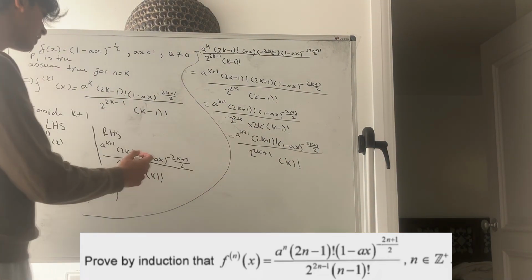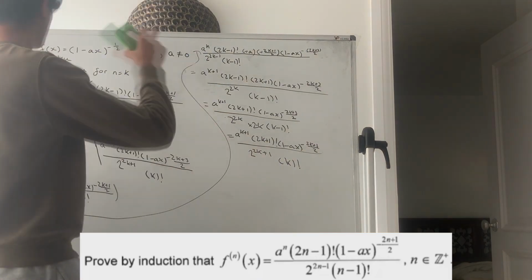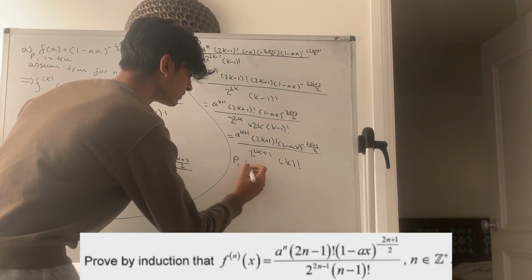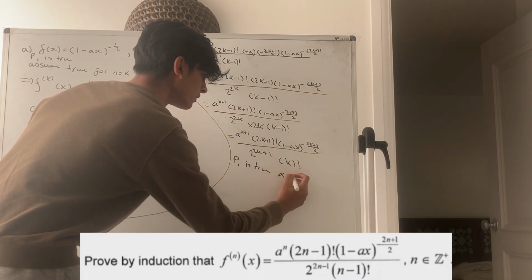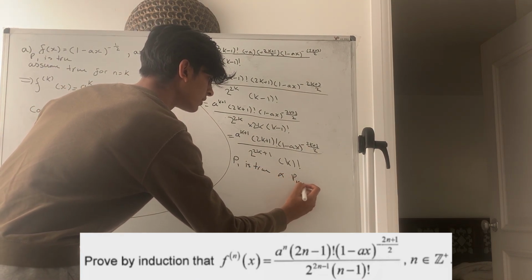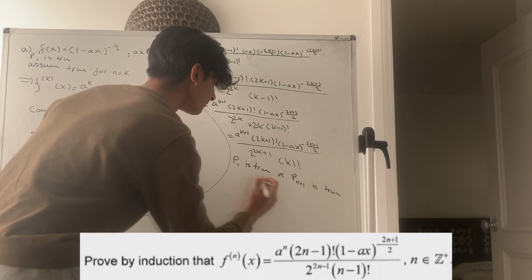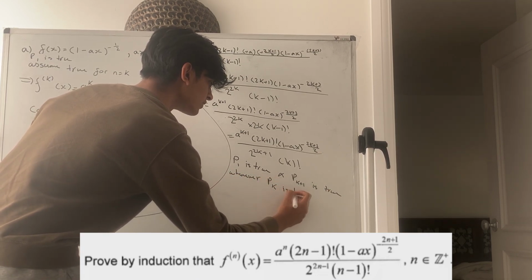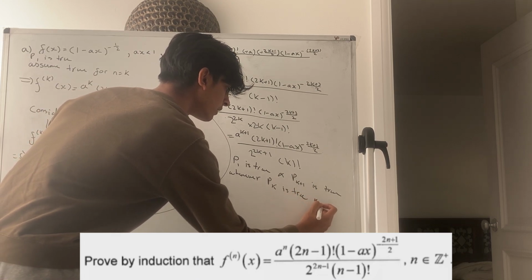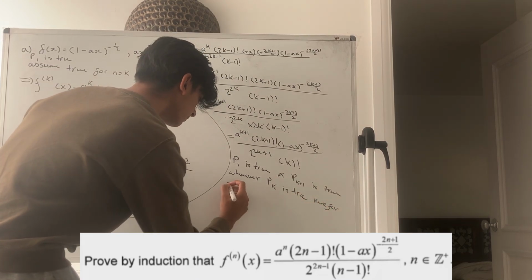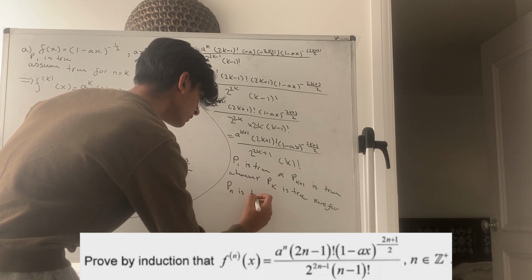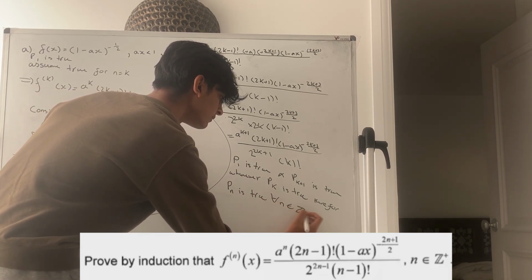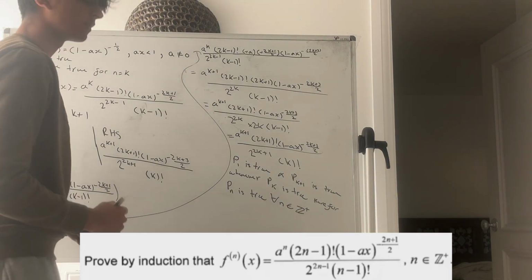And this is our right-hand side. So we have proven the statement by mathematical induction. So I can say that P1 is true and Pk plus 1 is true whenever Pk is true. Therefore, Pn is true for all n in the positive integers. Amazing.